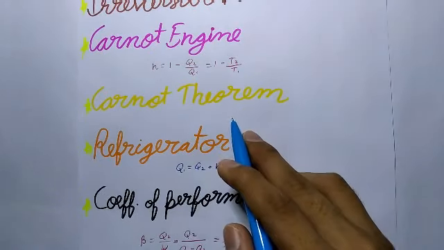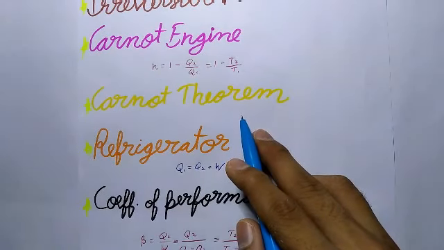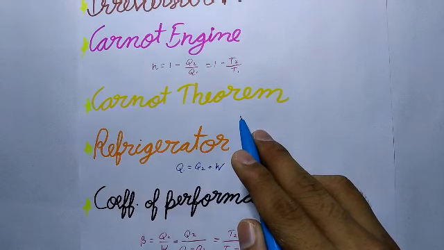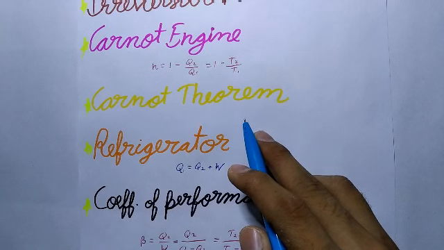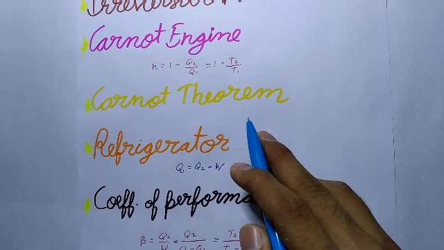Next is Carnot's theorem. It states that, first, no engine working between two given temperatures can have efficiency greater than that of a Carnot engine working between the same two temperatures, and second, the efficiency of a Carnot engine is independent of the nature of the working substance.